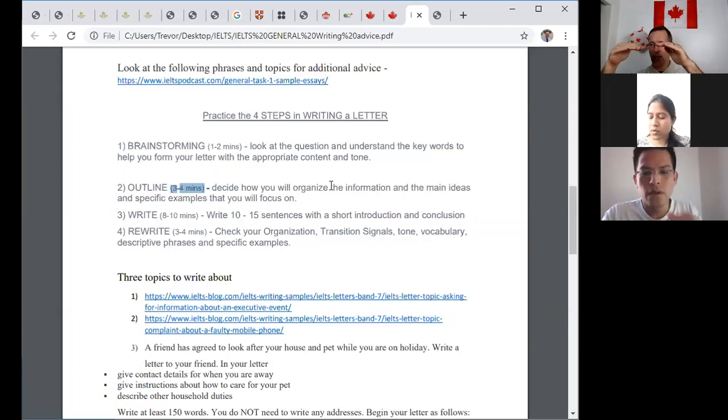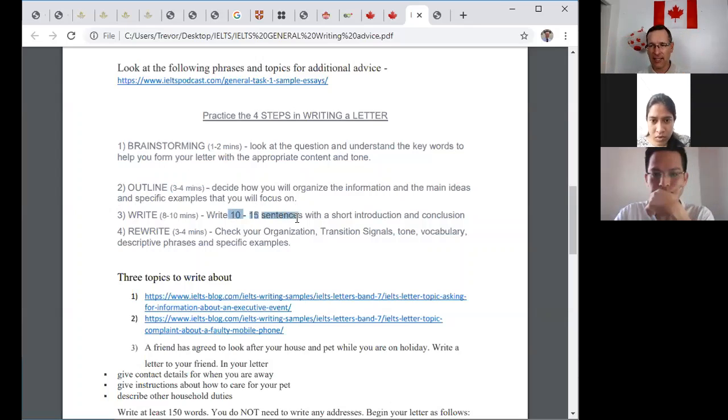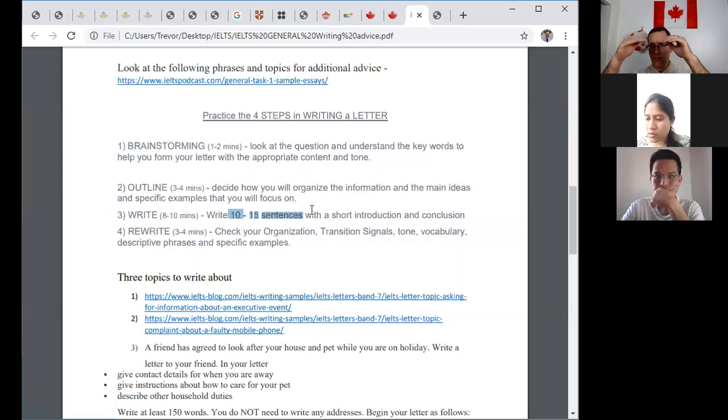You'll write down one or two details that you'll want to write, but you're not writing long sentences yet. You're just writing a few words in order to get some ideas in your mind and get you thinking about the topic. Then you're going to write your sentences with a short introduction and conclusion, just a sentence about the topic, what the main issue is, and the information.